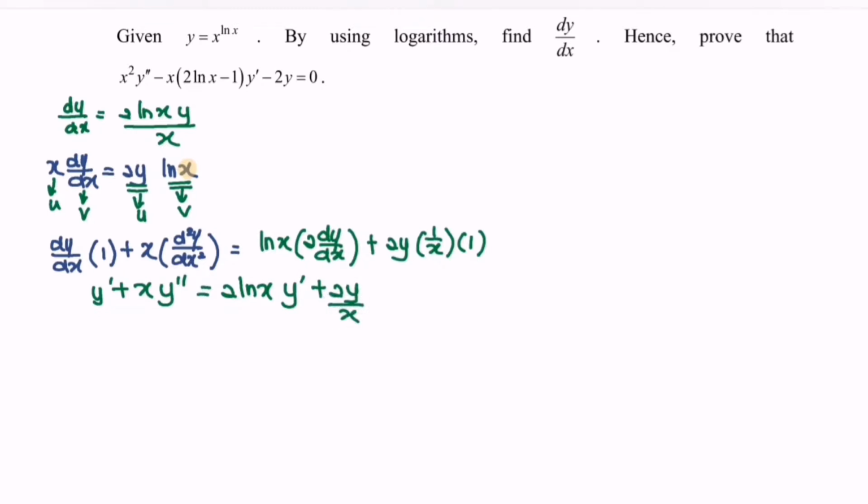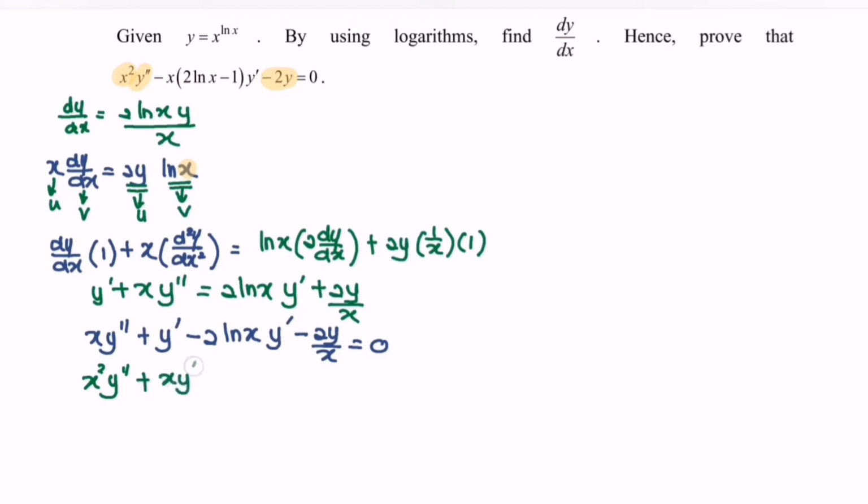So kindly refer to the function. We have x squared and y prime. Kindly refer to the function and rearrange the situation. First we have x y double prime followed by plus y prime. Rearrange the situation and we will have negative 2 ln x y prime minus 2y over x equals 0. Next, I'm going to multiply all the terms with x so that I can obtain 2y. After I multiply all the terms with x, we will have x squared y double prime plus xy prime minus 2x ln x y prime minus 2y, which equals 0.